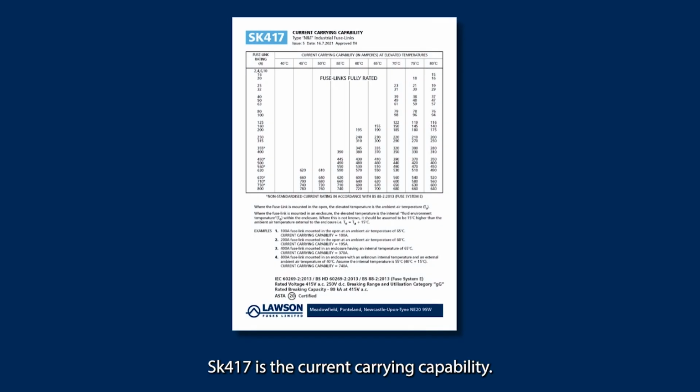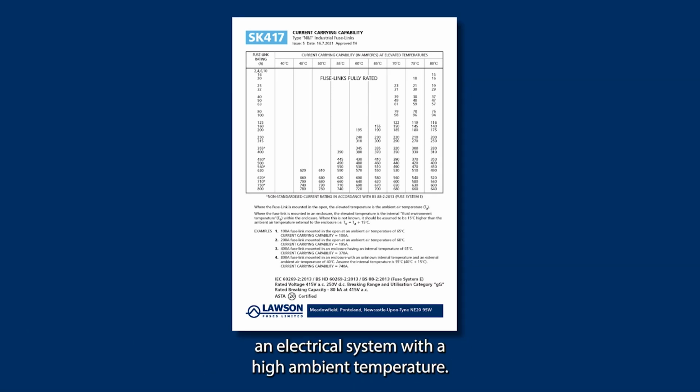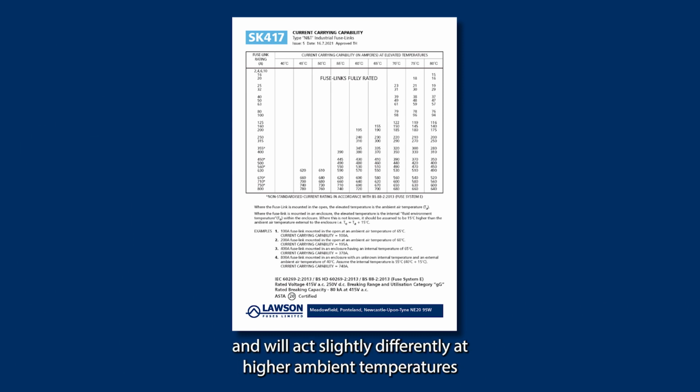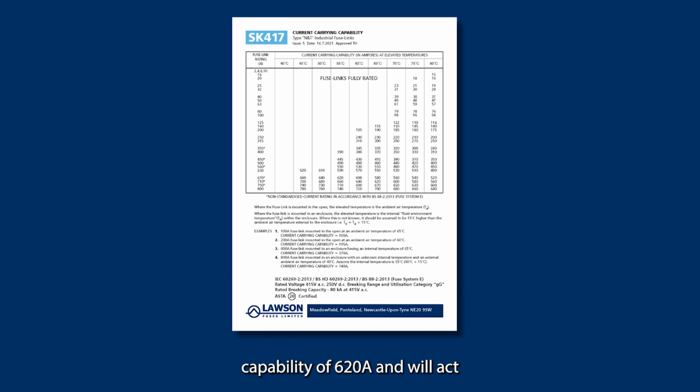SK417 is the current carrying capability. This is a handy page if you were setting up an electrical system with a high ambient temperature. At ambient temperature of over 45 degrees C, you may need to derate some of the current ratings. Fuse links are a thermal device and will act slightly differently at higher ambient temperatures. For example, at 45 degrees C, a 630 amp fuse link will have a current carrying capability of 620 amps and will act as if it is a 620 amp fuse link.